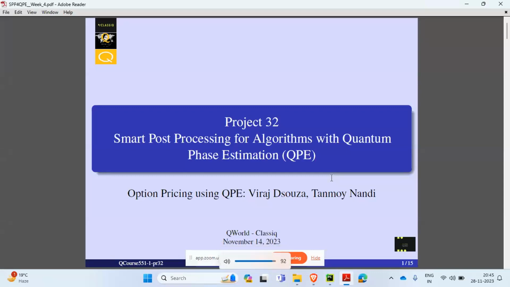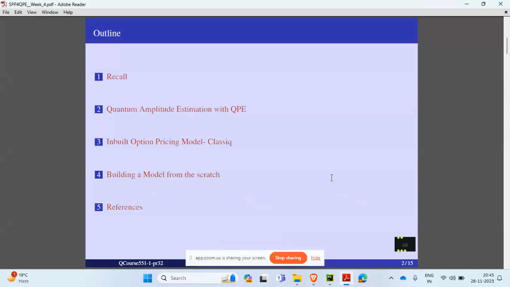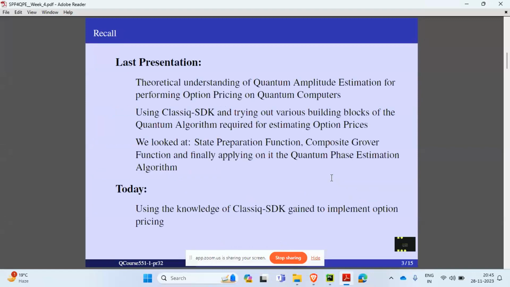Okay. So we are from the application part of the quantum phase estimation group. In the last presentation we talked about the theoretical understanding of quantum amplitude estimation to perform option pricing on quantum computers, and we also used the Classiq SDK to try out various building blocks of this quantum amplitude estimation algorithm. We looked at several functions like state preparation, composite Grover function, and also the quantum phase estimation algorithm. So today we are trying to use these specific things to implement option pricing using the Classiq platform.